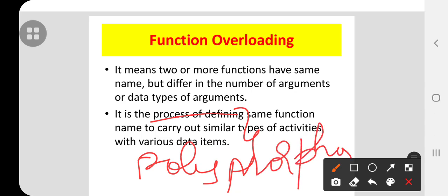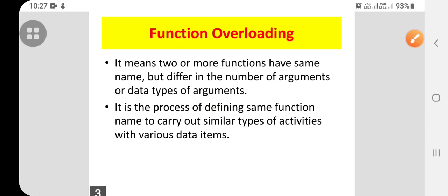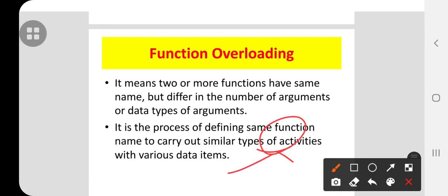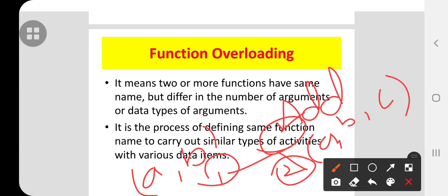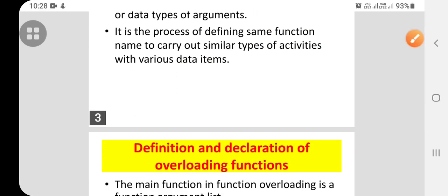For example, if you have only one object and you have two tasks to do, the function is add, but I gave two arguments for this and I am giving three arguments for the other function, is it right? So it is a process of defining the same function, that is the add function, to carry out the same activity, but it can be done in two ways. That is the meaning of function overloading. I hope you all understood, dear students.